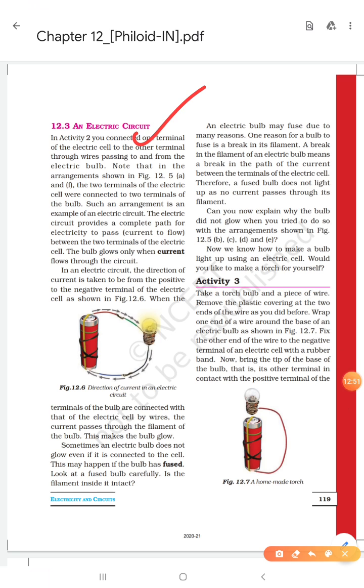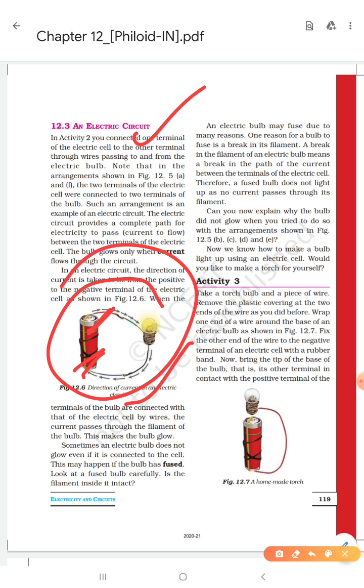Now we will discuss an electric circuit. This is an electric circuit. It is not a very big problem. An electric circuit is an arrangement in which we add an electric cell and an electric bulb in this way. So this is called an electric circuit. The two terminals of the electric cell were connected to the two terminals of the bulb. Such an arrangement is called an electric circuit.